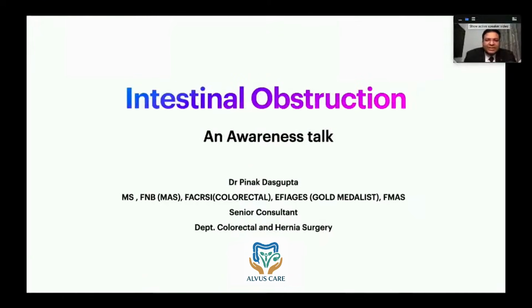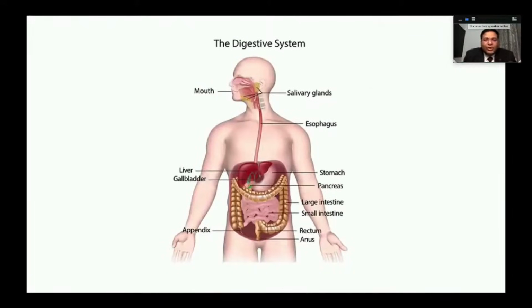So I'll be throwing some light into this problem. Before I go into the main problem, I would like to highlight the digestive system or the GI tract.